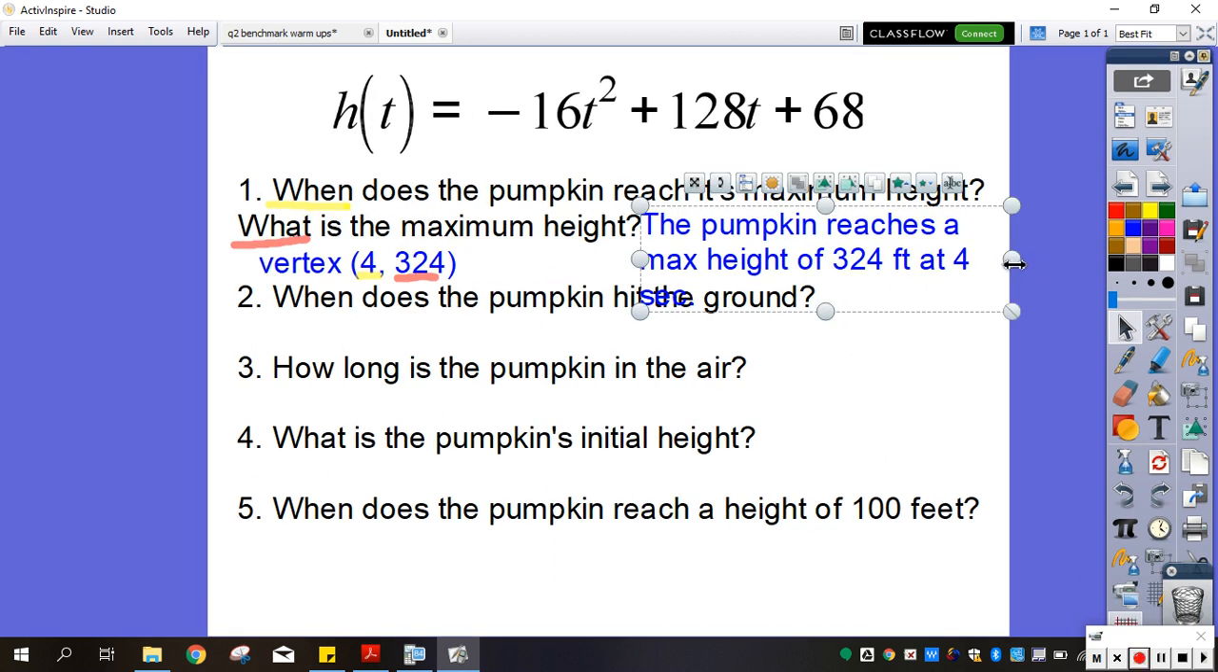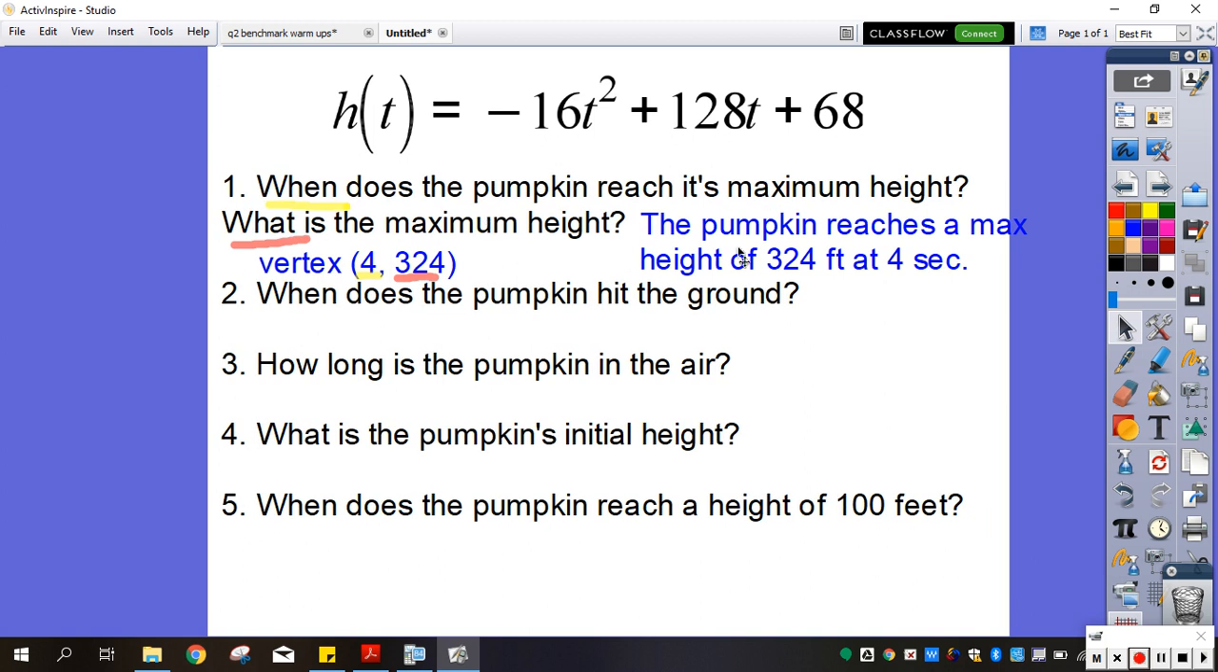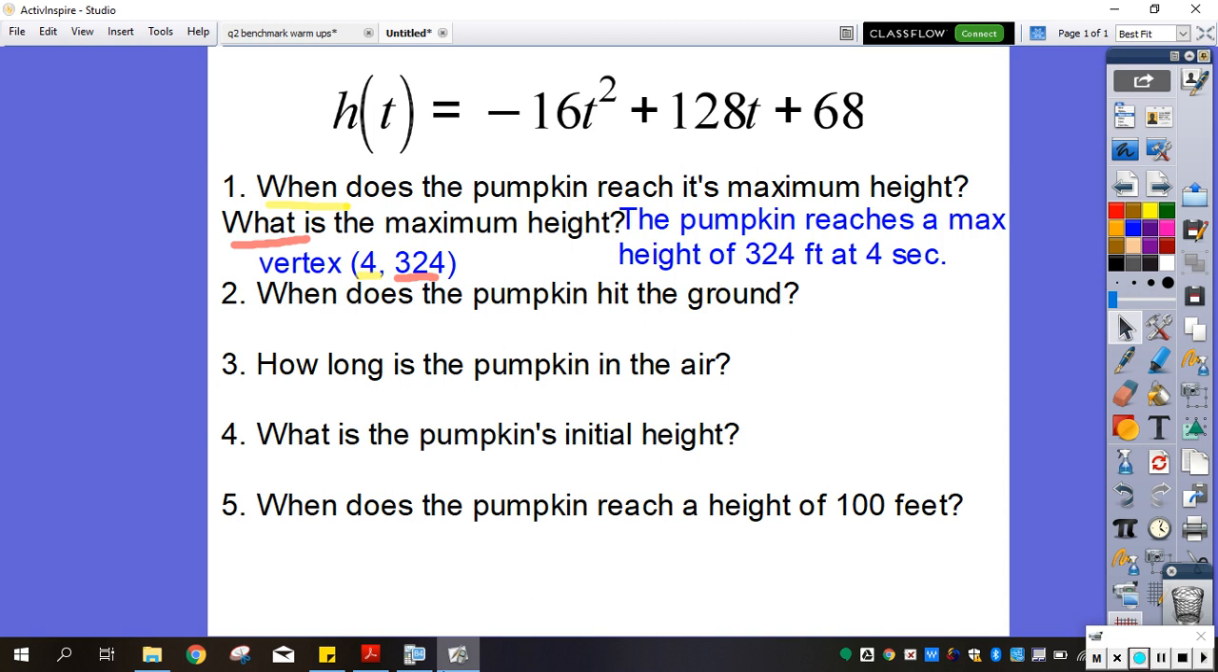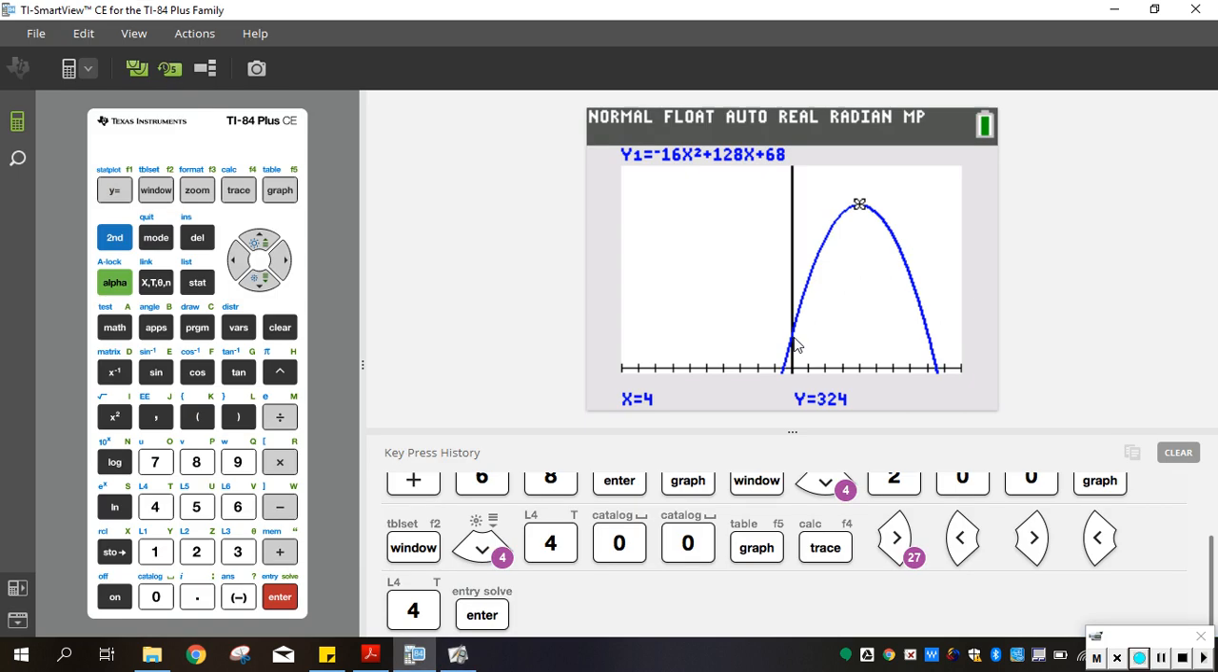Alright, so moving on to the next question. The next question says, when does the pumpkin hit the ground? Well, if I look at my graph, it is launched from 68 feet, hits this max height of 324, and then it will hit the ground over here at this x-intercept. So I'm going to use the trace function again to move my cursor over to where it crosses the x-axis. And if I look, it's at y equals 2 here at 8.48, and then if I move it, it's at negative 19.